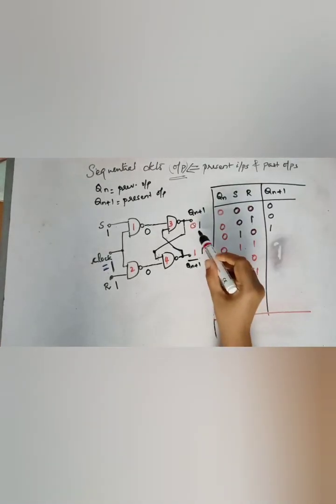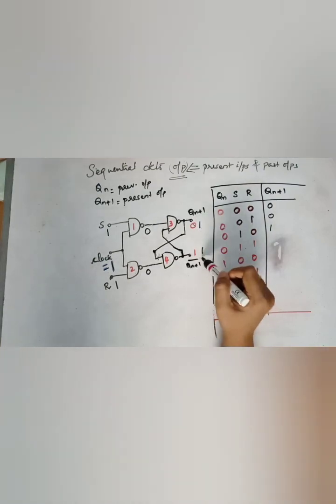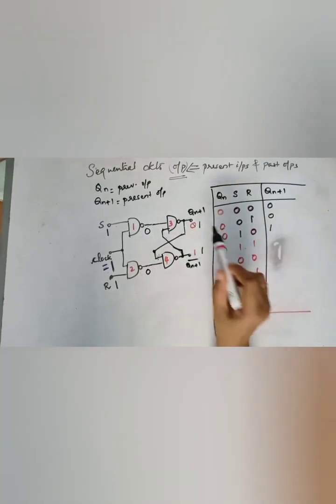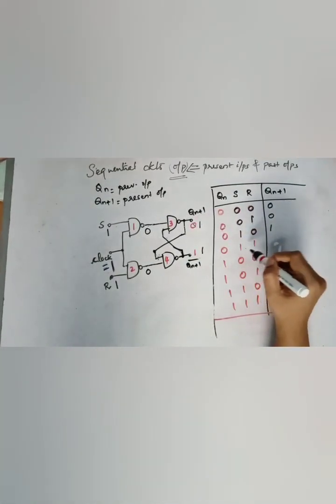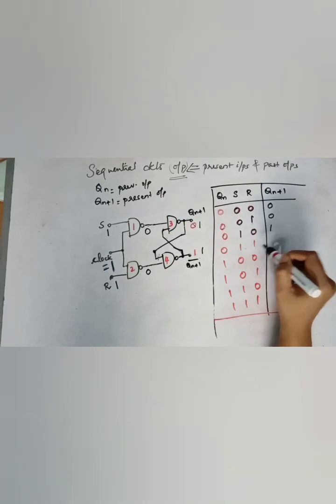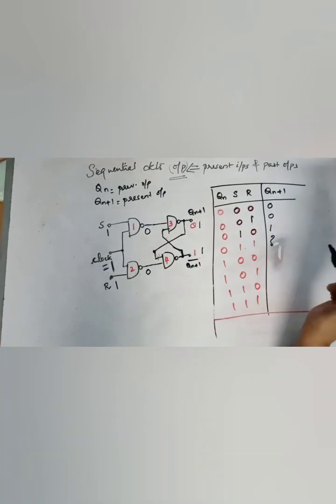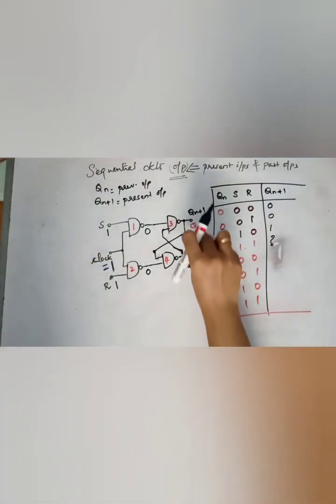So if this is 1, this should be 0. If this is 0, this should be 1. In this particular case, that is violated. So what happens is, when S is 1 and R is 1, you will not take the output. It is invalid. Next case is when the output is 1.